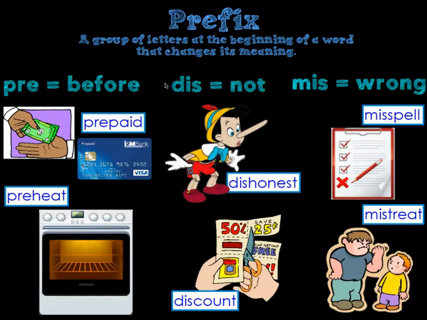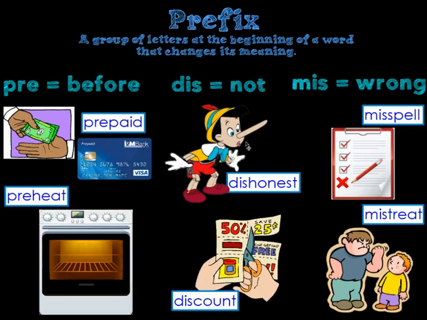Our next prefix is the prefix dis, D-I-S. The prefix dis means not. Let's take a look at this example. We have the word dishonest. If the prefix dis means not, and we have the word honest, which means to be truthful, to tell the truth, this word must mean not honest. Just like our example picture.